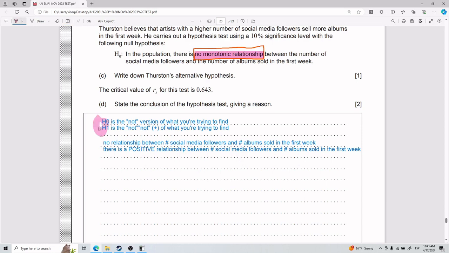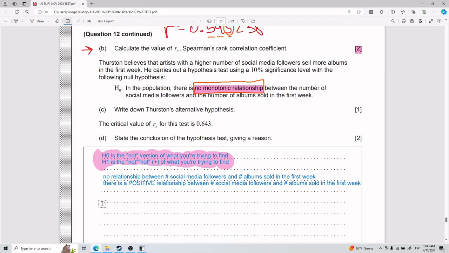So this is maybe a more intuitive way to explain it. H0 is going to be the not version of what you're trying to find, and H1 is going to be the opposite of that. But if I get a little bit more hardcore mathematical with you, because you're in the IB, face it, you gotta get at least a little bit hardcore, all right? Technically, the H0, or the null hypothesis, is something that is always going to state no change, no relationship. The H0 is always going to be like, nuh-uh, there's no effect. The null hypothesis always assumes the status quo, that nothing is happening.